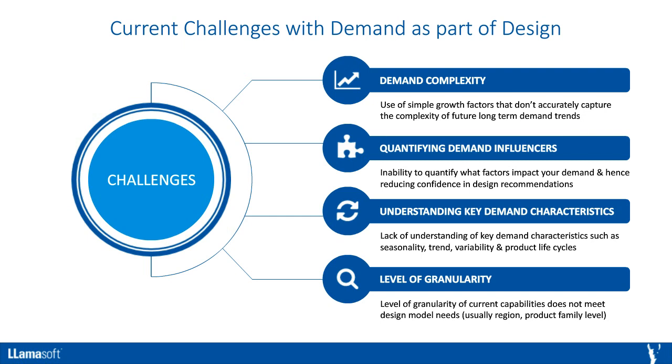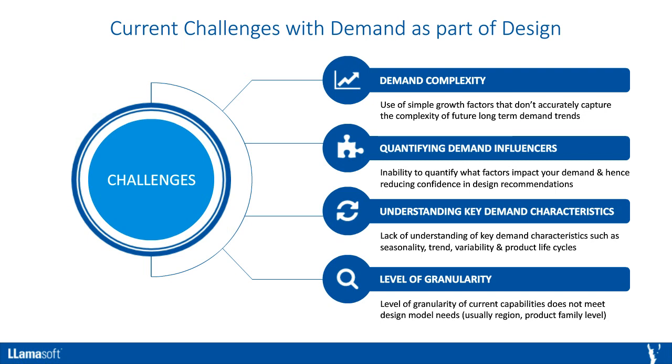The third aspect is understanding key demand characteristics. So within demand, you have different characteristics like seasonality, trend, variability, and product life cycle. So you could have a highly seasonal product or a product exhibiting different trends and growth or high or low variability, and might be either in its growth phase, mature phase, or declining phase. And within your SKU portfolio, you could have all these different combinations. So without understanding this, it makes it very hard to bring in the right level of information for your design model.